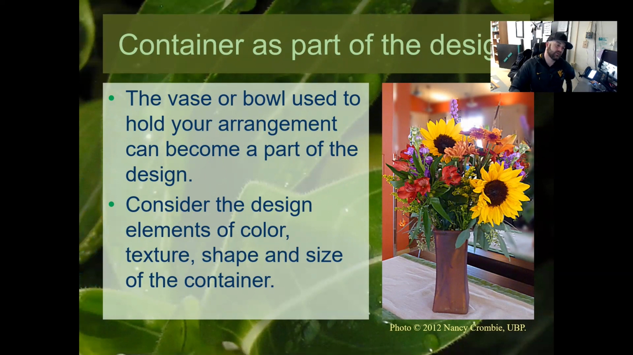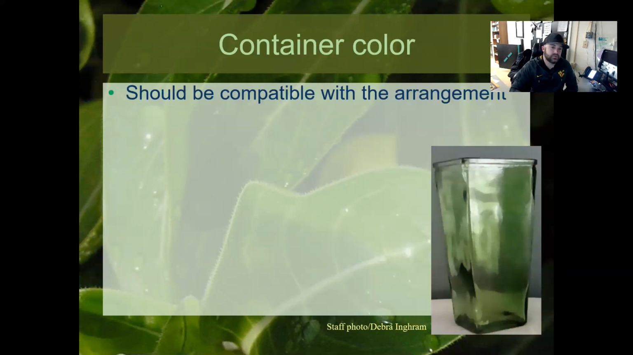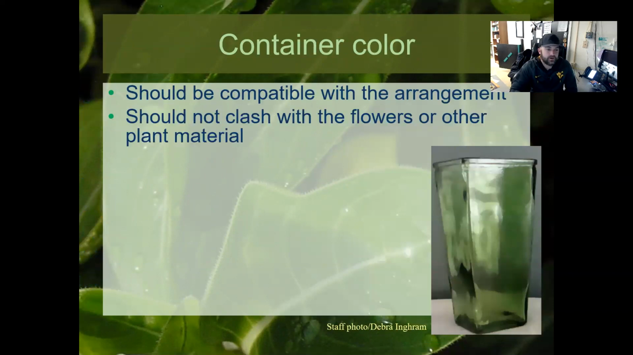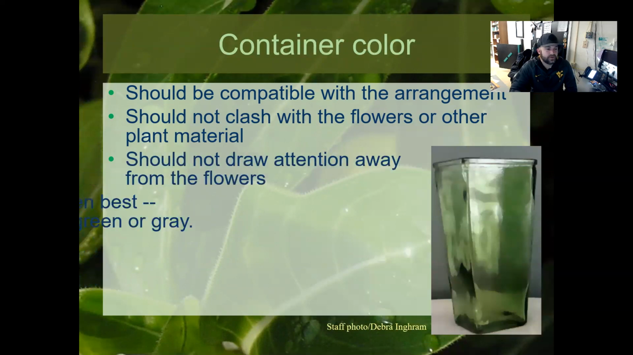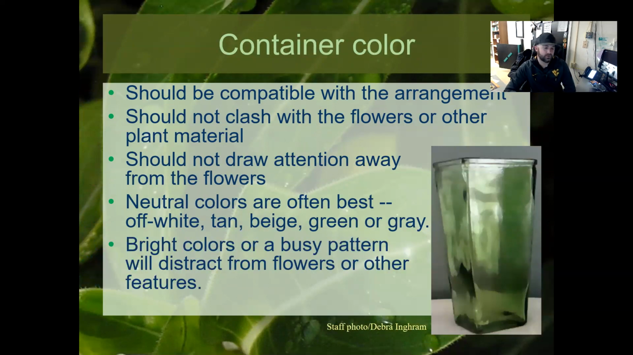Consider the design elements of color, texture, shape, and size of the container. Container color should be compatible with the arrangement, should not clash with the flowers or other plant material, and should not draw attention away from the others. Neutral colors are often best: an off-white, tan, beige, green, or gray. Bright colors or a busy pattern will distract from flowers or other features. But do not let that detract from your design. If you want to use a really fancy vase, just make sure you're choosing flowers that either compete with it or can sometimes overshadow it.